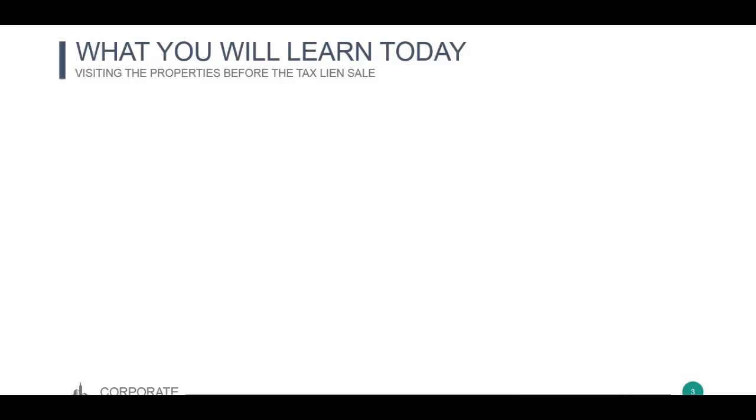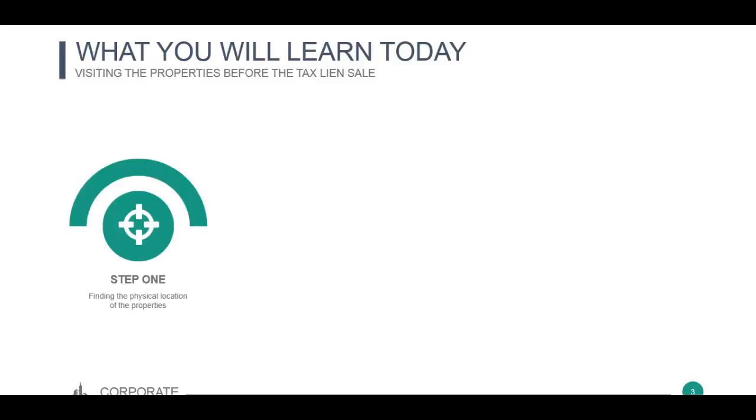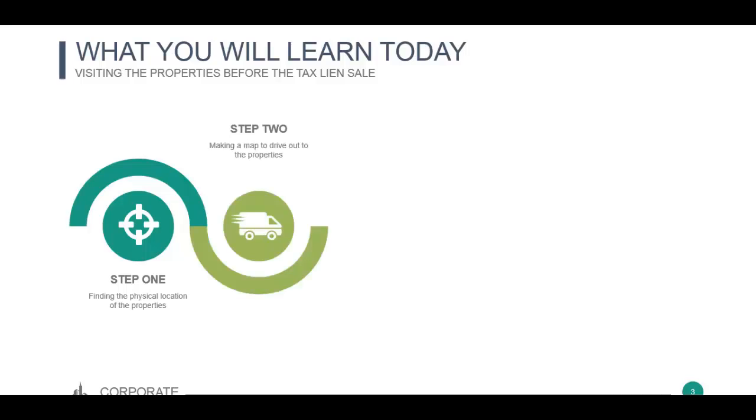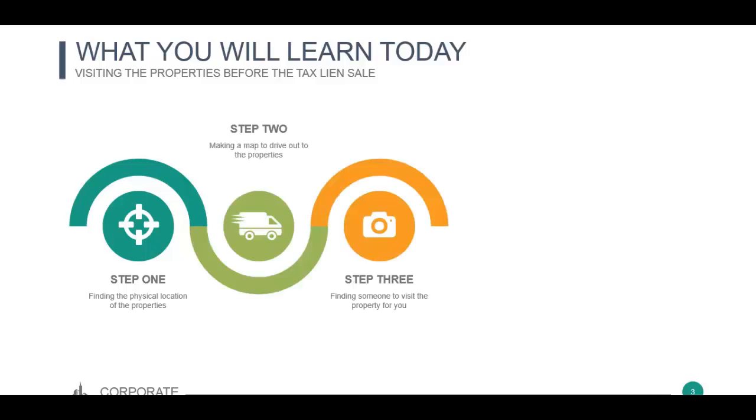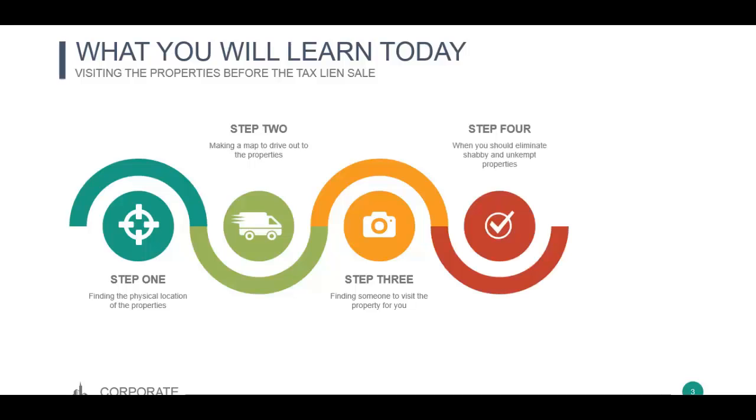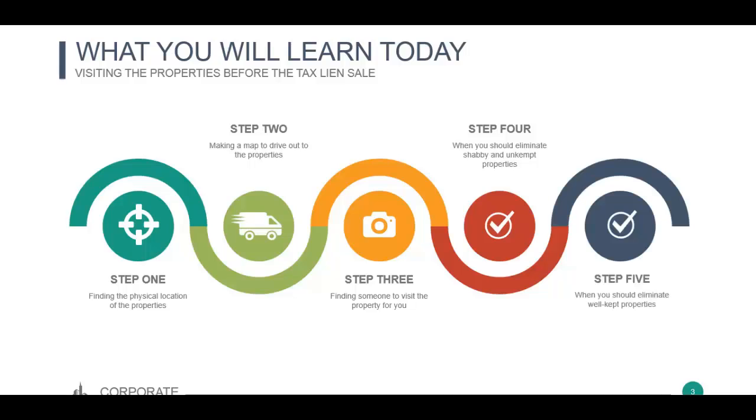So here's how this course is going to go down. First, we're going to talk about finding the physical location of the properties. It's not too hard most of the time, but there can be a little trick to it, and as far as creating a map to be more efficient with your time, that's what we're going to talk about. And then that's step two. Step three is finding someone to visit the property for you in case you can't do it personally. Step four is about when you should eliminate certain types of properties, in this case shabby and unkempt, and in other cases when you should eliminate the nice properties.